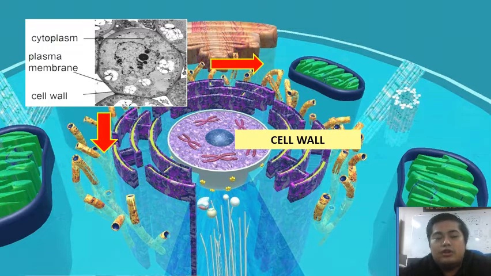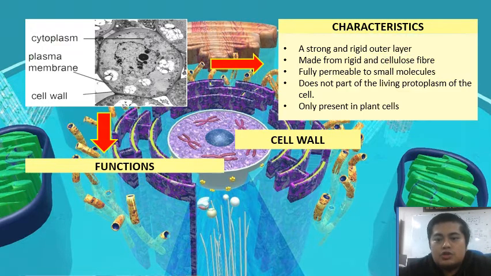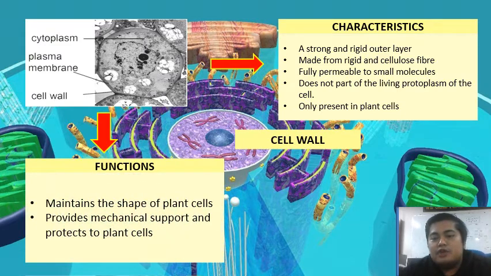So we start off with the cell wall. So cell wall is a strong and rigid outer layer. It's made up of rigid cellulose fiber. It is fully permeable to small molecules and is not part of the living protoplasm of the cell and only present in the plant cell. It maintains the shape of the plant cell. It provides mechanical support and protects the plant cell. So those are the functions.